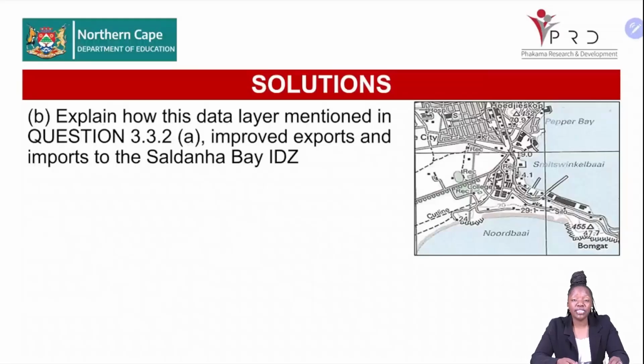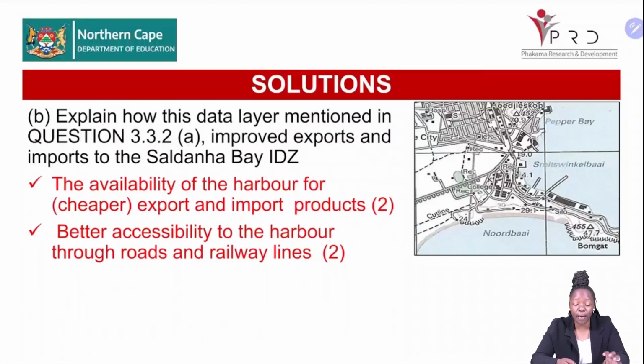Then we're looking at B. At B, you explain how this data layer mentioned in question 3.3.2a improved the export and import of the Saldanha Bay. The availability of a harbor allows cheaper export as well as import of products. Remember, with the harbor, they are now able to export or import in bulk. So therefore, it becomes cheaper for them. And they are next to the harbor. There are no transportation costs that are added, because goods go from the industries or factories straight to the harbor. There is better access to the harbor through the roads as well as the railway line.